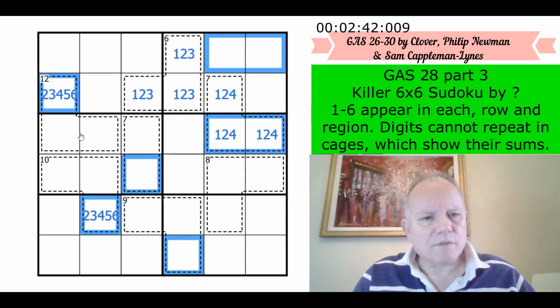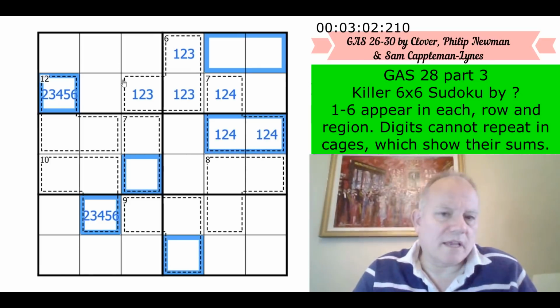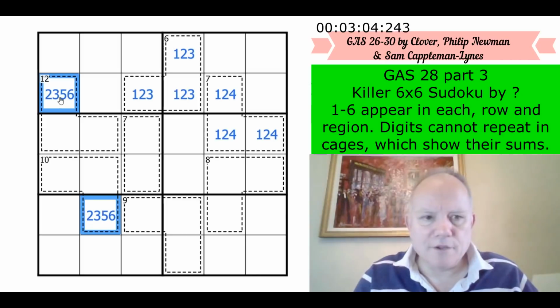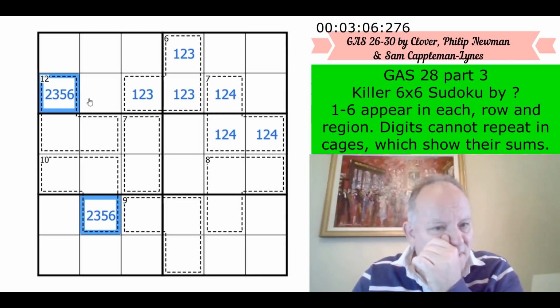Right, if these were 4s, we'd have 6, 2 in the 12 cage, 5, 1 in the 10 cage. That pushes the 1 in the 8 cage down to here, and 4, 3 there. And makes that fill impossible because it could no longer have a 4 or a 2 in it. Okay, well, that'll do. That's not a pair of 4s.